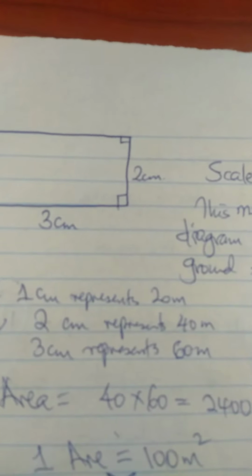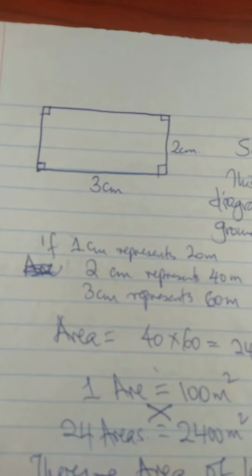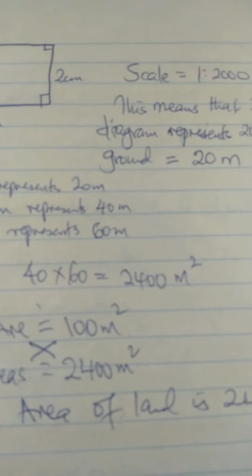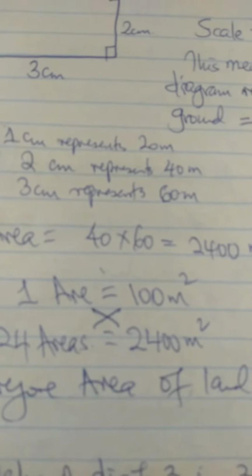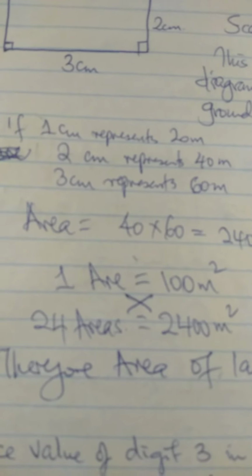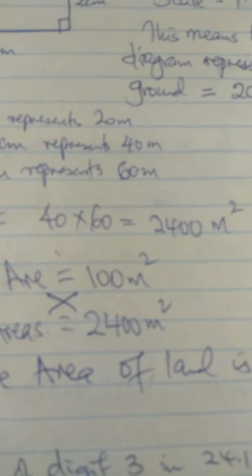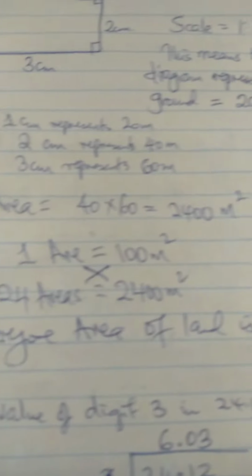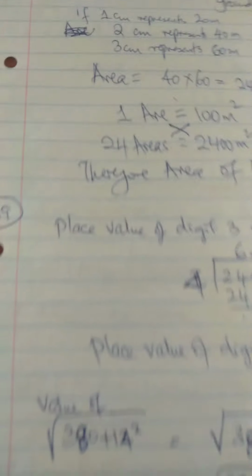So what about 2 here? It's definitely 2 times 20, which is 40. And 3 is 3 times 20, which is 60. And therefore the area will be 40 times 60 to give me 2400 meters squared. Then I convert that into ares. 1 are is 100 meters squared, and therefore I convert that by cross multiplying. Then I get that 2400 meters squared is equal to 24 ares, because the answer is supposed to be in ares.